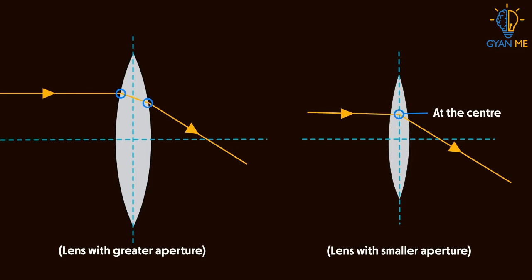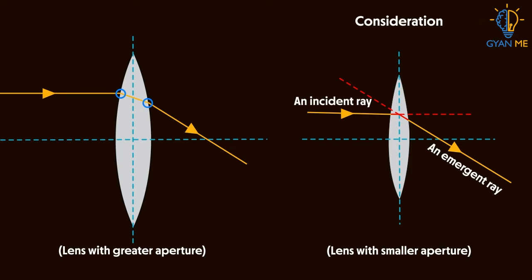Technically, what we are doing is neglecting the refractions happening in this portion. We consider that this portion of the light inside the lens is a part of an incident ray, while the remaining one is part of an emergent ray. Remember, this is just a consideration to make things simple and study easy. It is not actually happening like this inside the lens.